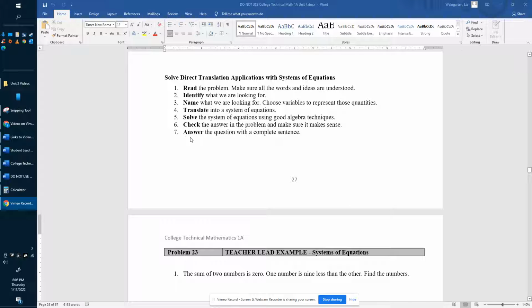I'm not going to require that you answer in a complete sentence. Your homework is not going to require it, but make sure you understand exactly what it is that you are answering.